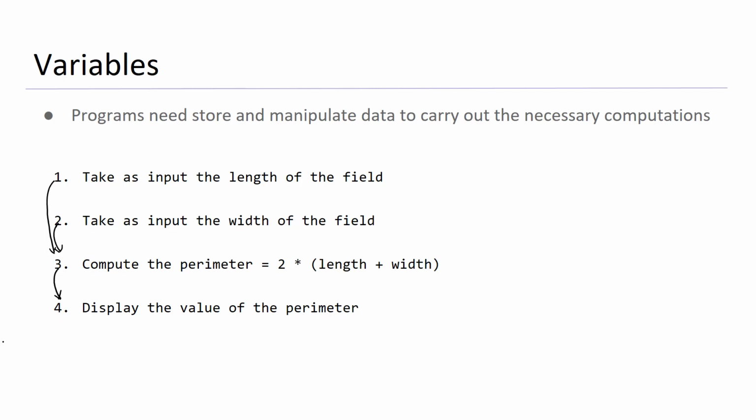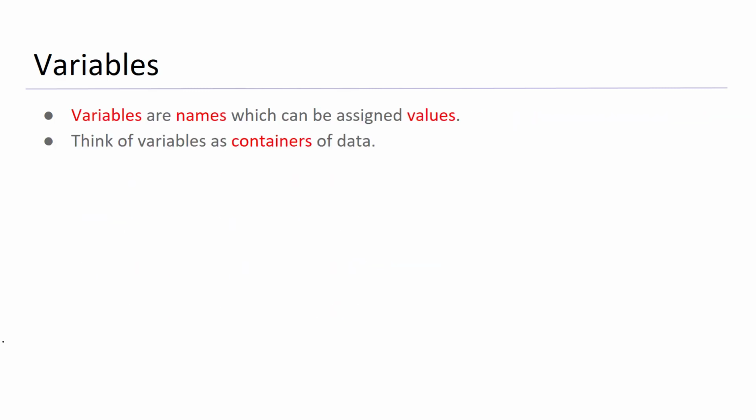And to carry such data around your program, you need to use variables. So variables are basically names which can be assigned values. You can think of variables as containers of data. So think of a variable as a box which can hold some piece of data. For example, I can have a box to store the name of some person. Let's say that person is named Joe, and the name of this box can be called name.